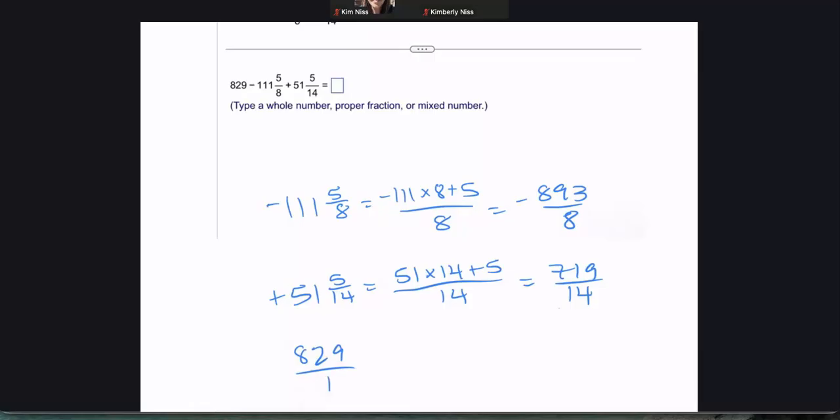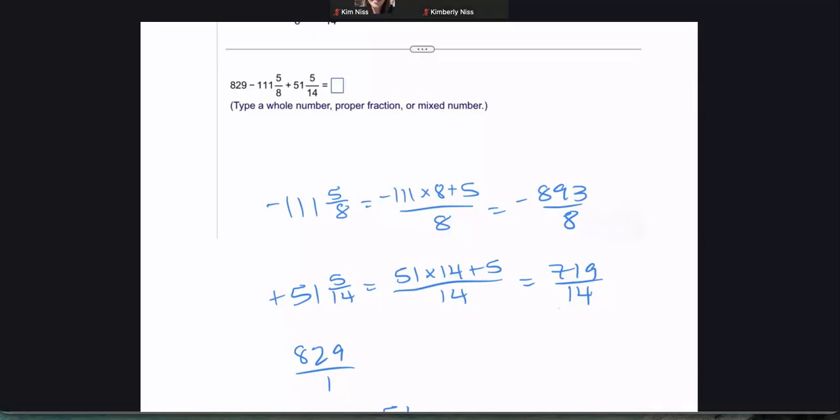That's also equivalent. And so from here, what we're going to want to do is find our least common denominator. So we have 8, we have 14, and we have 1. Well, the least common denominator that they have is 56. So our LCD is going to be 56. So we're going to multiply our fractions to make sure that our denominators are all 56. We're going to start with 829.